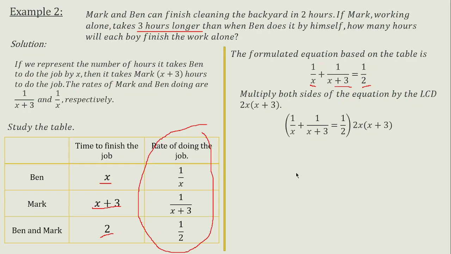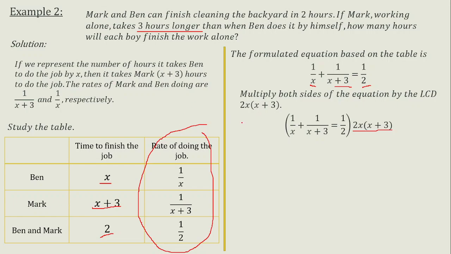Okay, let's continue. Sorry guys for the part where I stopped, because my gaming mouse disconnected. So let's continue, class. We have already gotten the LCD, 2x times x plus 3. We're now going to multiply both sides of the equation by the LCD. So the whole equation, we will just multiply it by the LCD. The result is 1 over x plus 1 over x plus 3 equals 1 half times 2x times x plus 3. Then we distribute: first divide the LCD by the denominator, then multiply by the numerator.